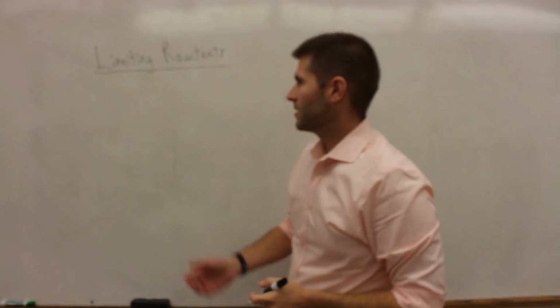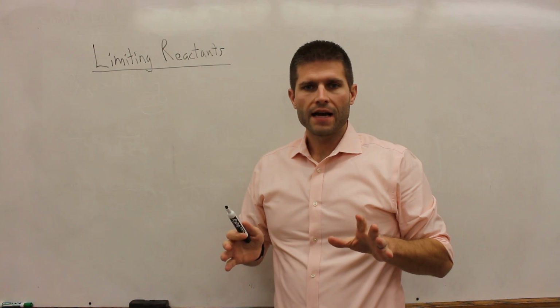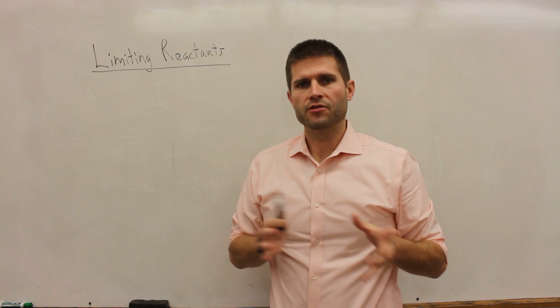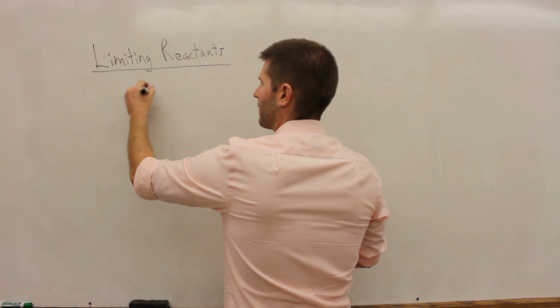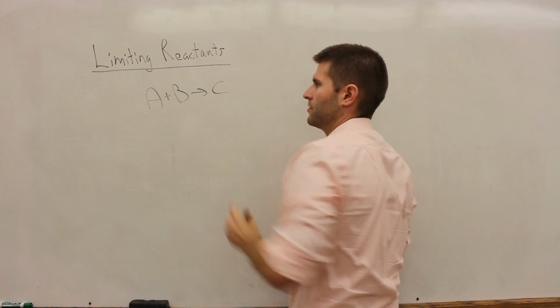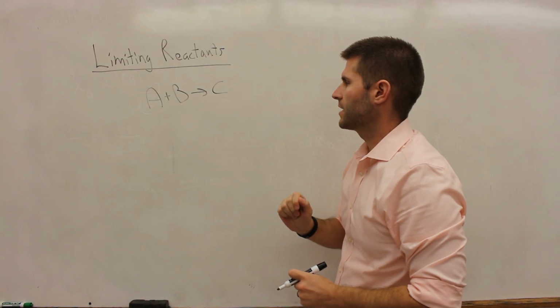Hello, in today's video we're going to be discussing the idea of limiting reactants. Now, limiting reactants is a more realistic way of doing the stoichiometry that we've been doing in class. What we've been doing in class is, let's say we have a reactant A, and we're going to react that with reactant B. That's going to produce C. So two reactants producing one product. This is a type of reaction.